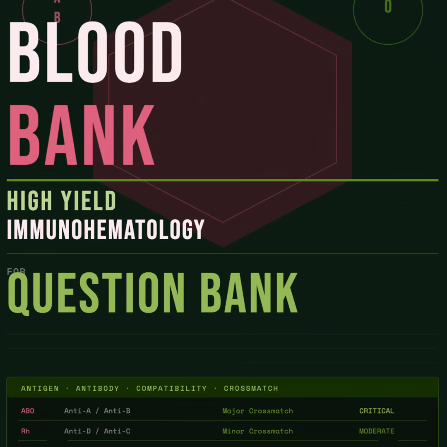Scenario 2. You perform an immediate spin cross-match. The tube is heavily clumped. It looks completely incompatible. You decide to incubate it at 37 degrees, wash it 3 times with saline, and run it through the AHG phase. After washing and adding AHG, the incompatibility completely vanishes. The tube is crystal clear and perfectly compatible. What biophysical illusion just happened?